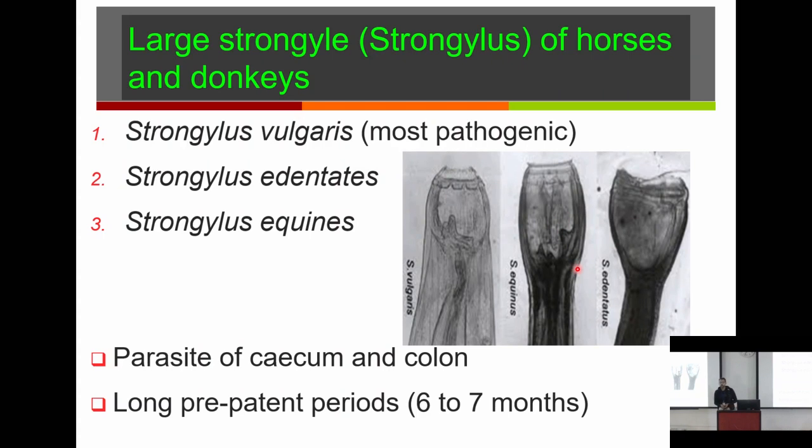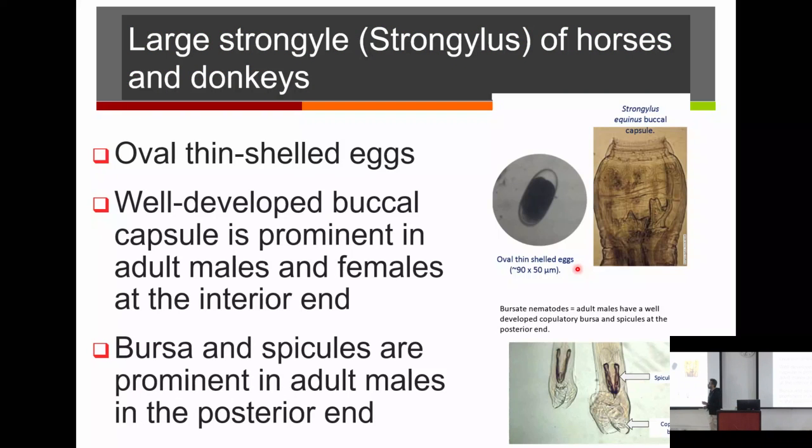These parasites normally reside in the cecum and colon, the large intestine. They have a long prepatent period. It will take like 6 to 7 or 8 months to complete their infection. So the eggs are always oval shaped, and again you can't differentiate them, same as Trichostrongyle eggs. The same here: you can't differentiate the Strongylus as well as Cyathostomum eggs. They are very similar in shape.